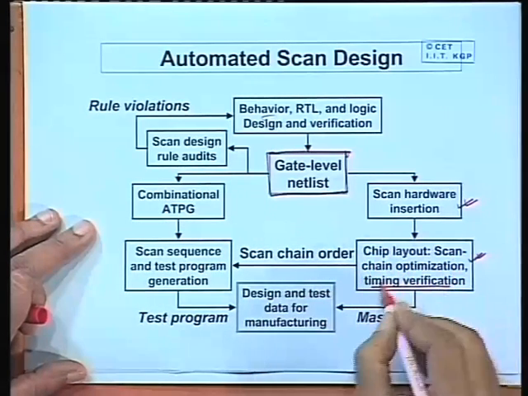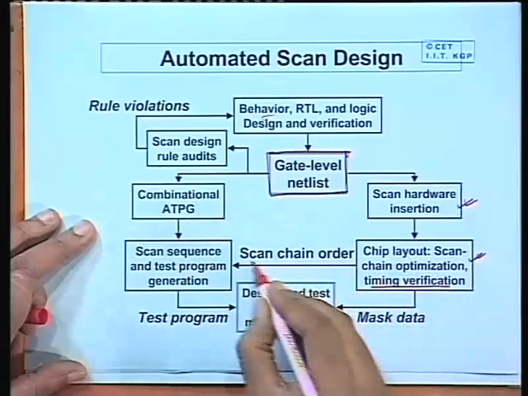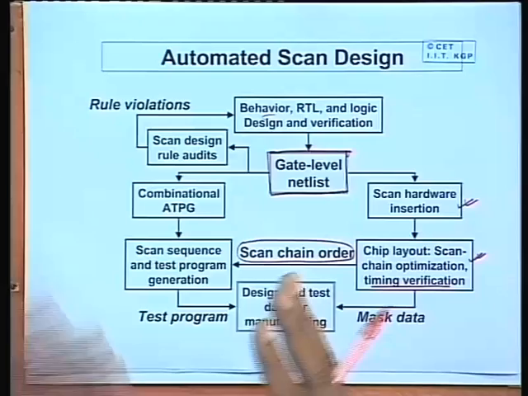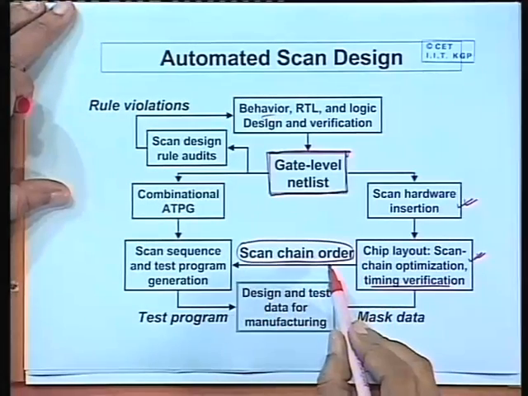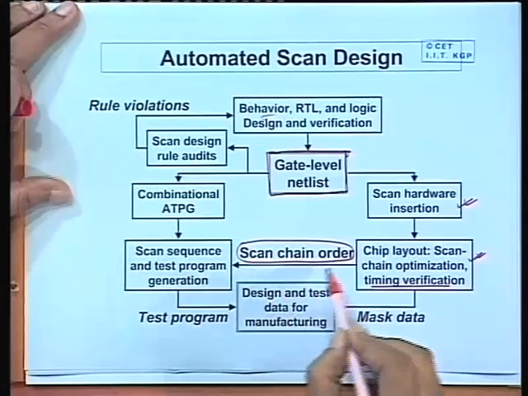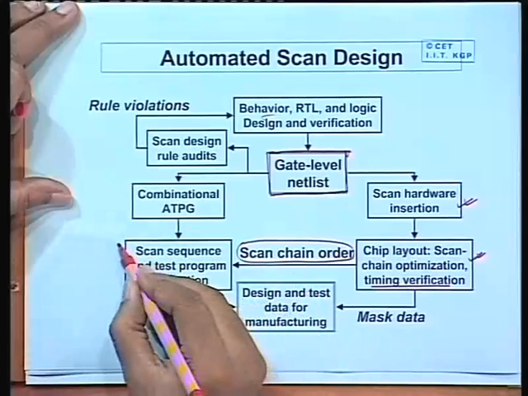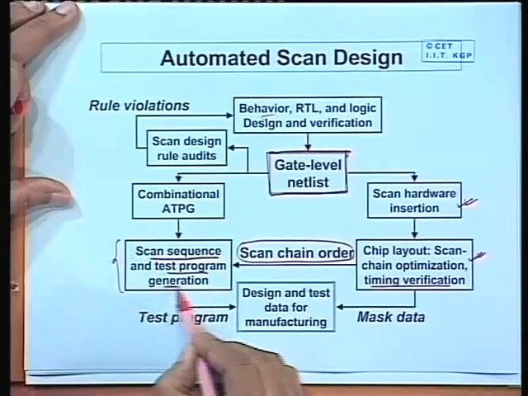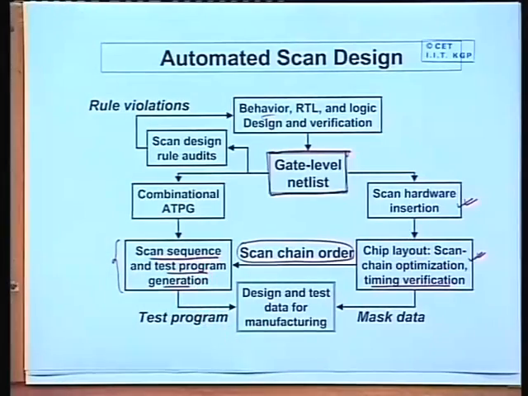In order to do this scan chain optimization, a process called scan chain ordering is done. We are not going into the details of this. Some sort of an ordering of scan chain may be required. Depending on the scan chain order, you now generate something called scan sequence and test program generator. These are the actual patterns which will be told to the automatic test equipment. So, the ATE will blindly apply these test patterns to the circuit.